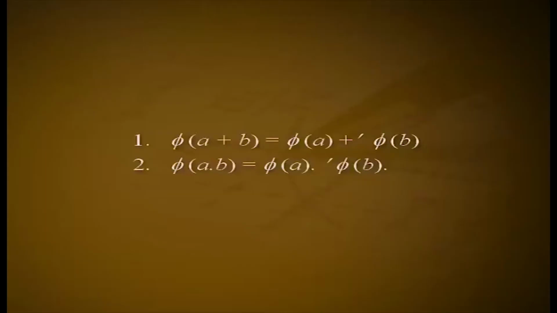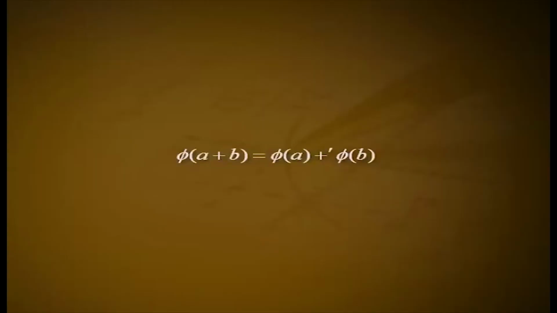Definition. Homomorphism of rings. A function φ of a ring (R, +, ·) into a ring (R', +', ·') is a homomorphism, or ring homomorphism, if for all a, b belonging to R, φ(a + b) = φ(a) +' φ(b), and φ(a·b) = φ(a) ·' φ(b).